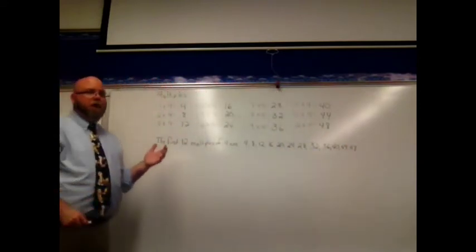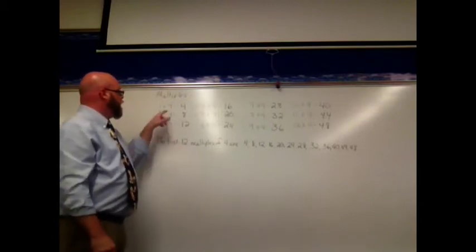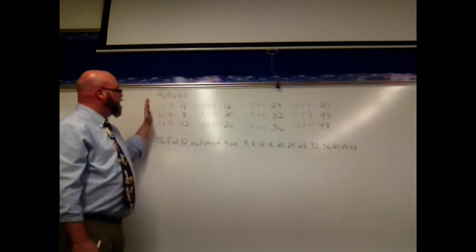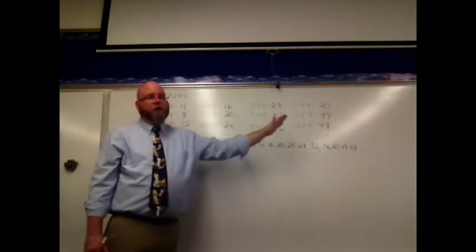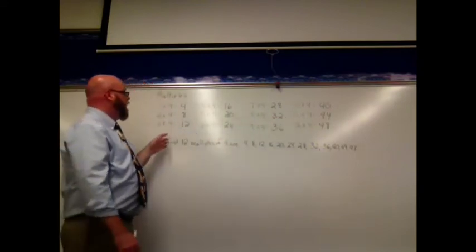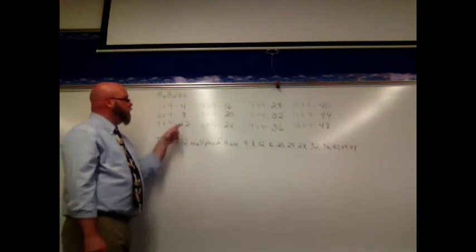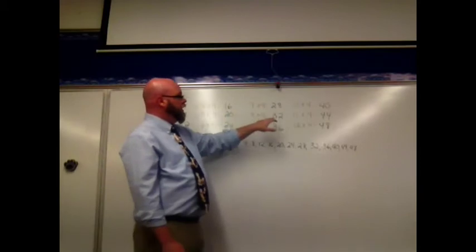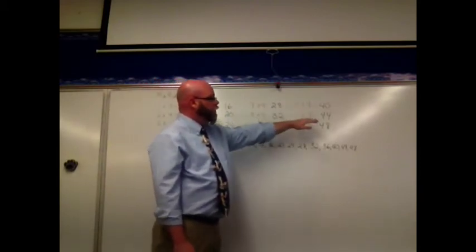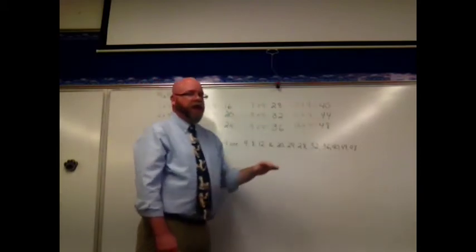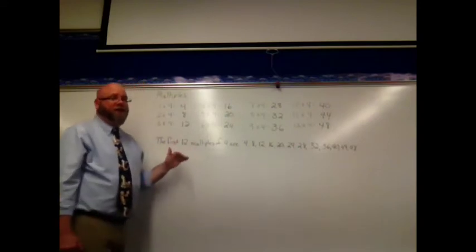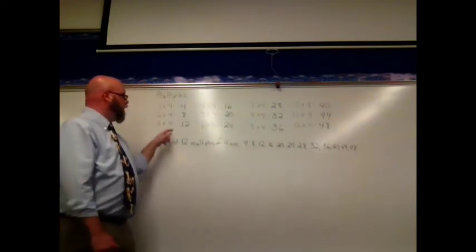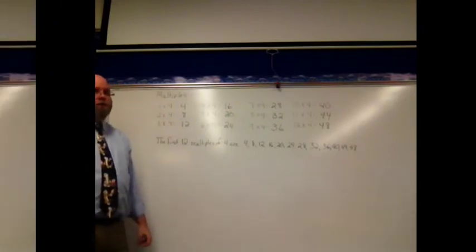When we think about multiples of any number, like multiples of 4, what we're really doing is thinking about multiplication facts that go along with it, or you can think about skip counting by 4s. 4, 8, 12, 16, 20, 24, 28, 32, 36, 40, 44, 48. Multiples are like skip counting when we're looking for numbers that are multiples of a particular number.